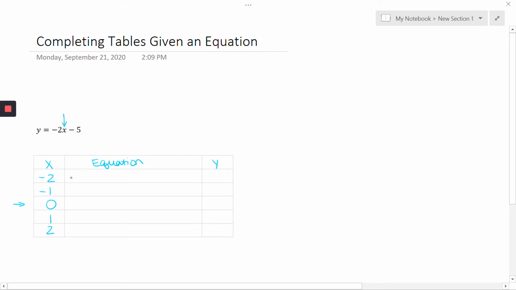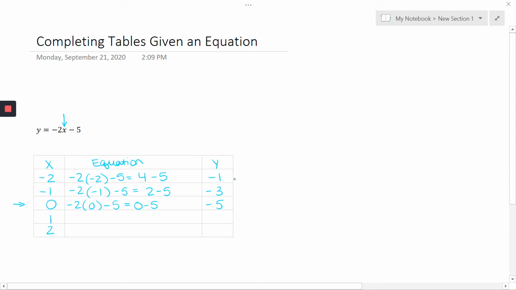So I have for the first one, -2 times x, which we're plugging in a -2, minus 5. So I get from that -2 times -2 is 4, minus 5 is -1. For the next one, -2 times x, which is now -1, minus 5. So I get 2 minus 5, which is -3. And the next one, -2 times x, which is now 0, minus 5 gets me 0 minus 5, or -5.